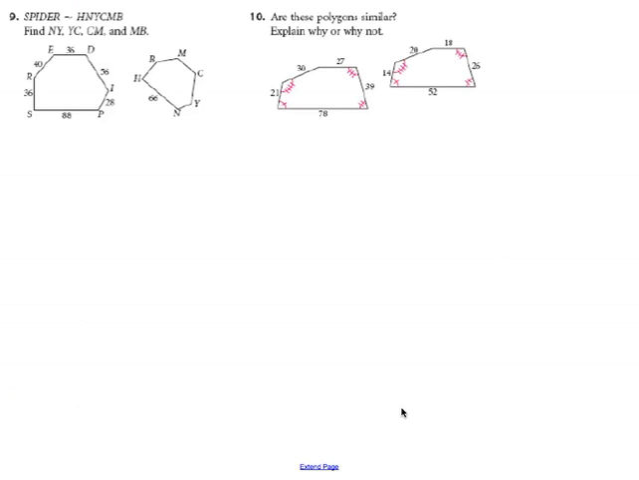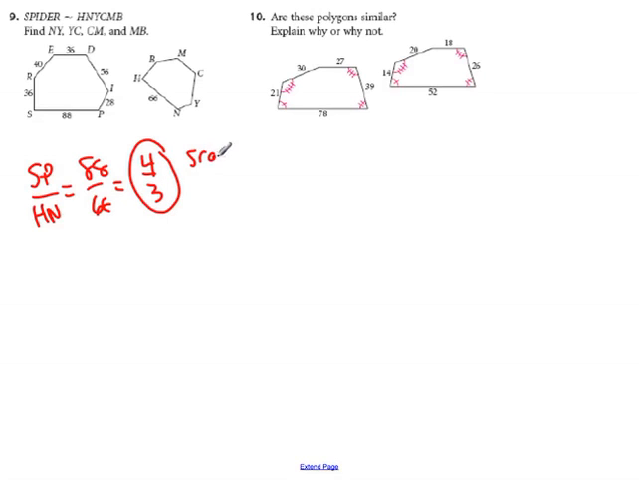Similar concept here. What we would do is pick two corresponding sides that are sharing the same concept. So we might say that SP over HN is going to equal 88 over 66, and that would give us a ratio of 4/3. This is our scale factor again.